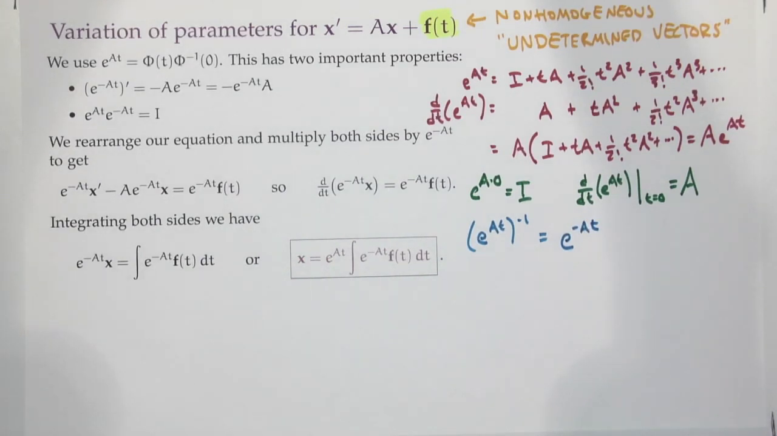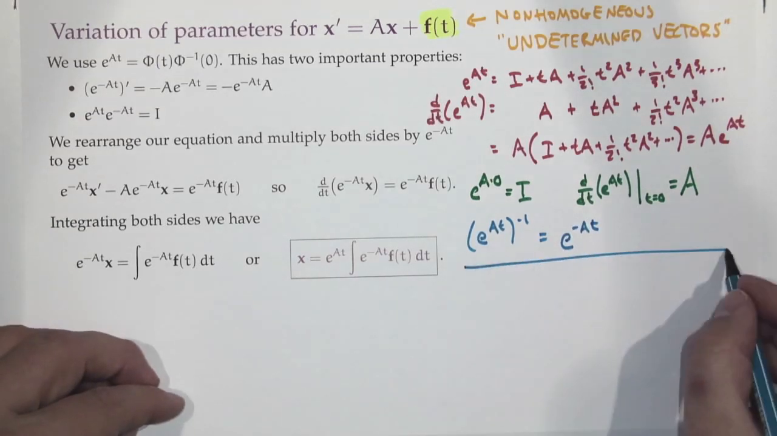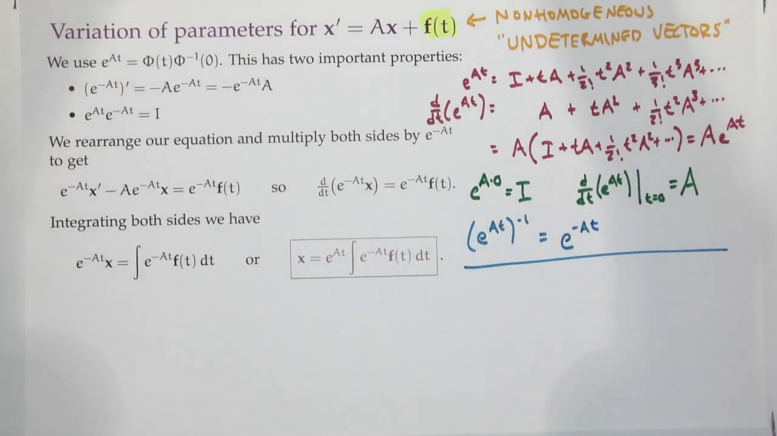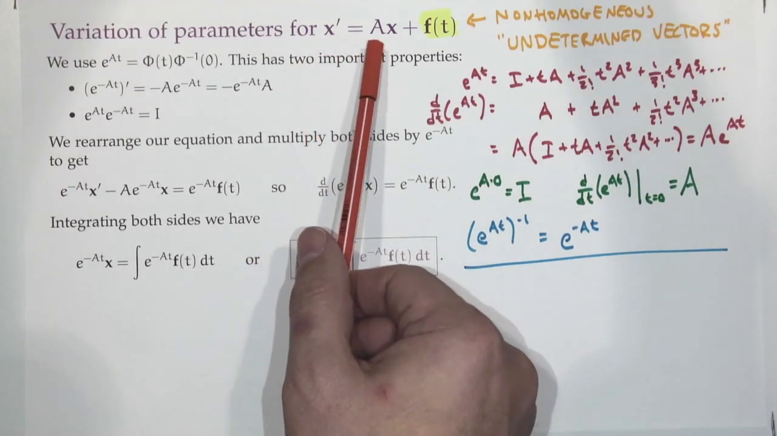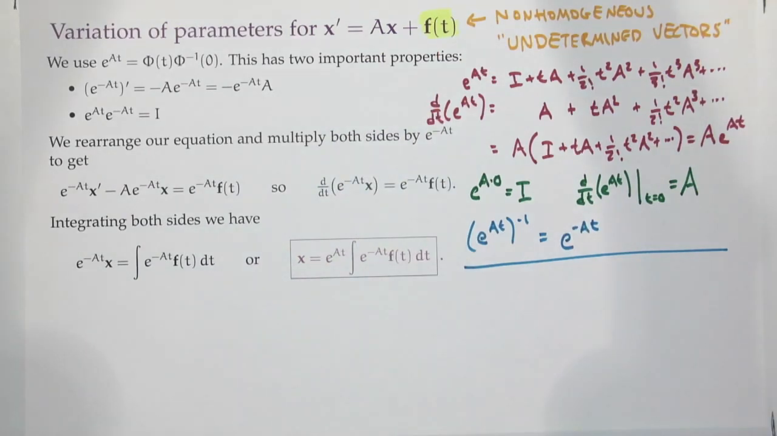So in other words, things work pretty nicely. So, okay, great. Wonderful. So this e to the At has good stuff going for it, other than it can be a little bit annoying to compute. Now, let's suppose that we start with this differential equation, x prime equals Ax plus f of t. And even though we're calling this variation of parameters, we're going to channel a different vibe.